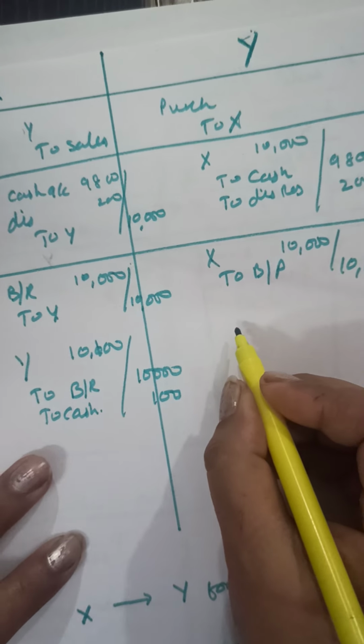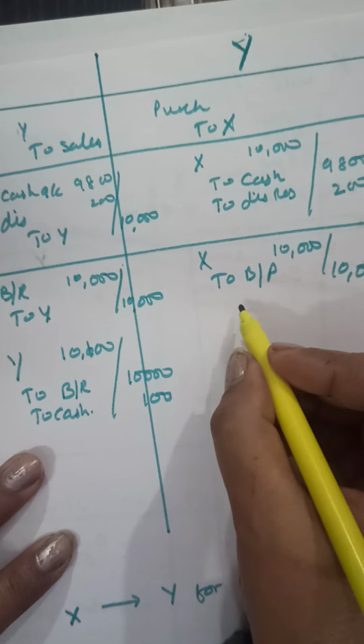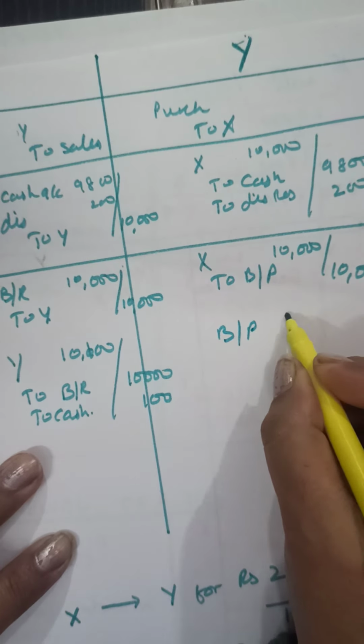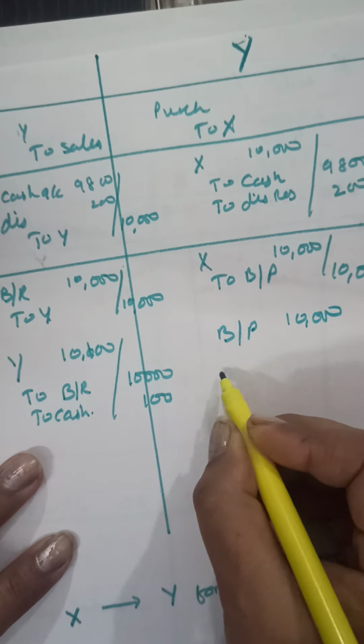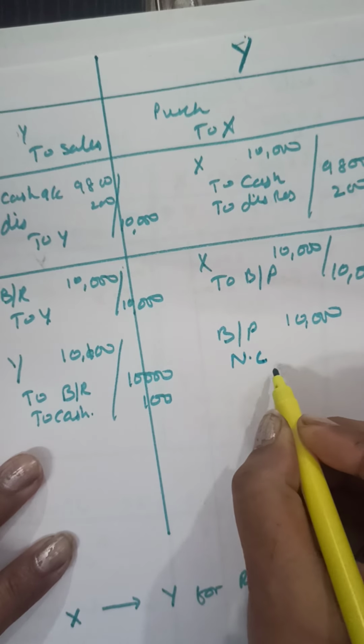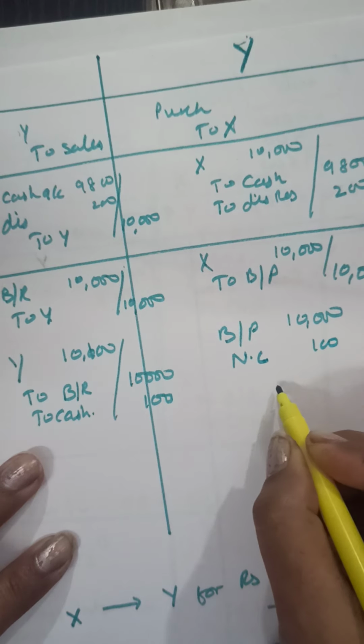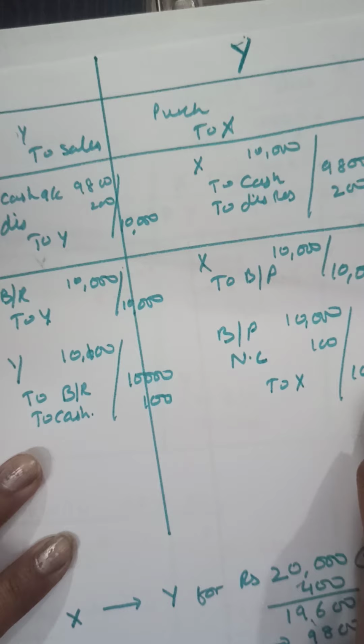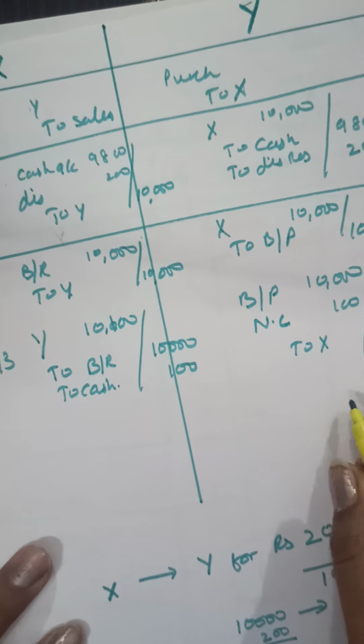In the books of Y, the same entry, bills payable rupees 10,000. Noting charges, here we'll call it noting charges, rupees 100 to X, rupees 10,100, and the entry is done.